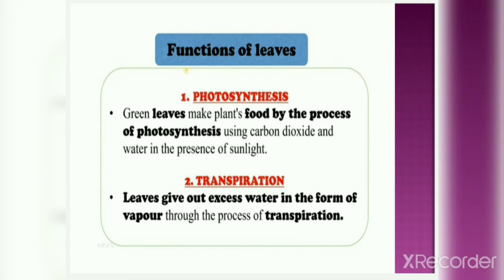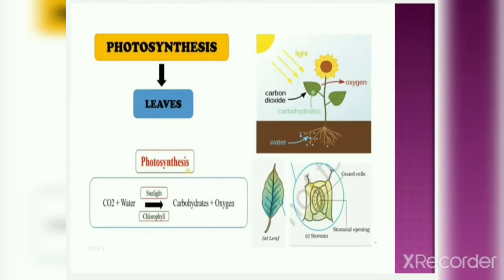So, let's learn about photosynthesis in detail. Plants prepare food by the process of photosynthesis, and photosynthesis occurs in the leaves of the plant. Leaves absorb carbon dioxide from the air, and water and minerals from the soil, and in the presence of sunlight and with the help of the chlorophyll pigment present in the green leaves, the leaves produce carbohydrates and release oxygen. This is the process of photosynthesis.